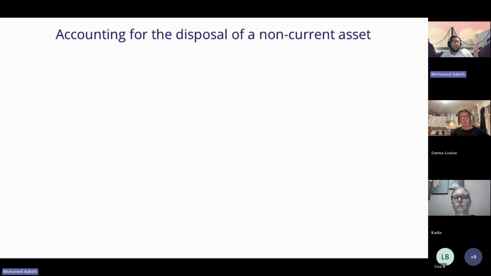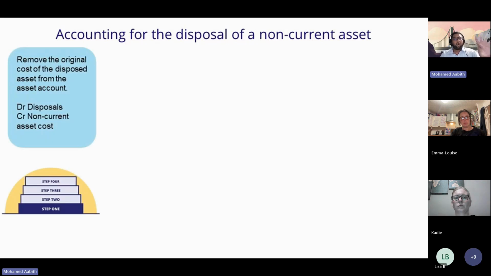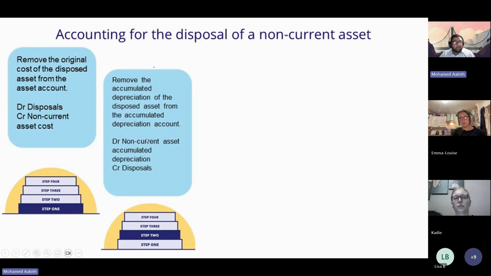So here, how you account for disposal of non-current assets. First thing we have to do, we need to remove the original cost of the disposed asset from the asset account. Normally, that has a debit balance because it's an asset. Remember, assets are debits. So if you want to remove it, we have to credit the non-current assets account and then debit the disposal account. And then we will do the similar to the accumulated depreciation account. So what we're going to do, accumulated depreciation is a liability against that non-current asset.